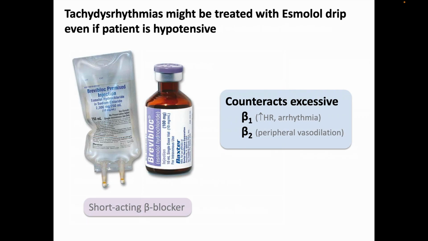Getting back for a second to the tachydysrhythmias, these can be treated with an esmolol drip. And what's unusual here is that a beta blocker might still be indicated even if the patient is hypotensive. But think about the mechanism. The tachycardia and arrhythmias are due to excessive beta-1 stimulation, and the hypotension can be due to excessive beta-2 mediated peripheral vasodilation. Esmolol might be the best choice if you're going to use a beta blocker in this situation, since it has a very short duration of action. That's why the brand name is Brevibloc, since its blockade is brief, allowing for titration and for ending the effect quickly if it doesn't help to correct hemodynamics.